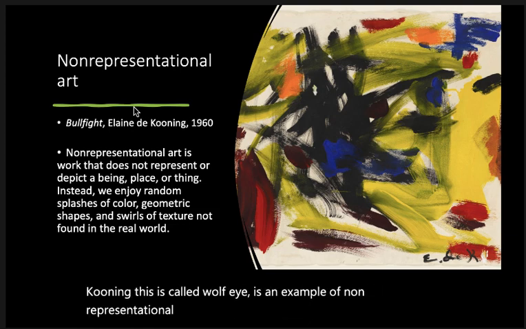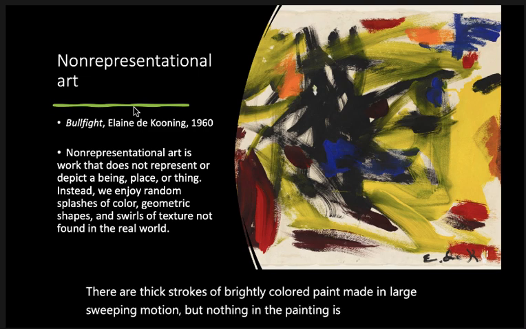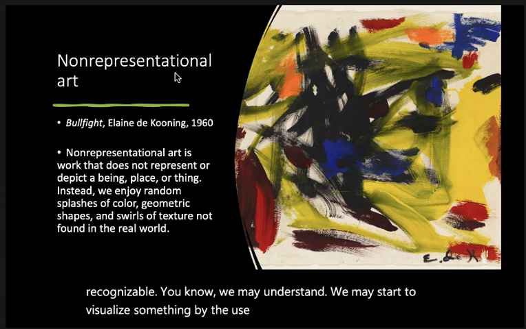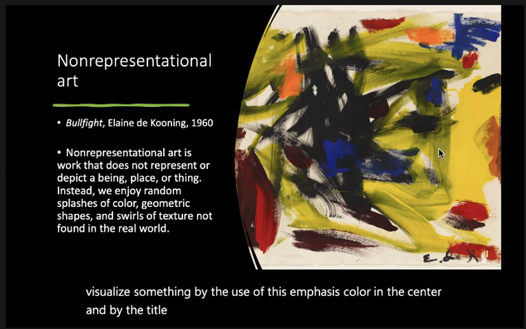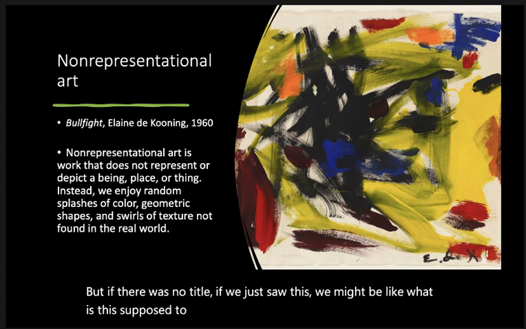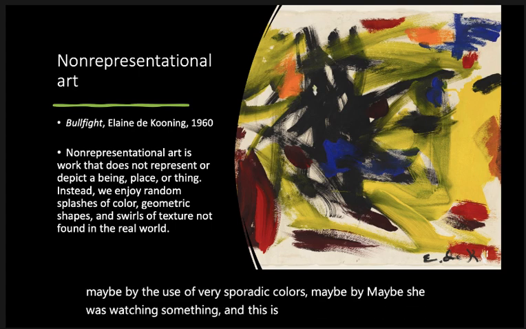It does not necessarily rely on any representation or pictures of things. There are thick strokes of brightly colored paint made in large sweeping motions, but nothing in the painting is really recognizable. We may start to visualize something by the emphasis on color in the center and by the title. But if there was no title, if we just saw this, we might wonder what it is supposed to be. She's considering it to be a bullfight, maybe by the use of very sporadic colors. Maybe she was watching something and this is the concept she came up with, or how she visualized it.